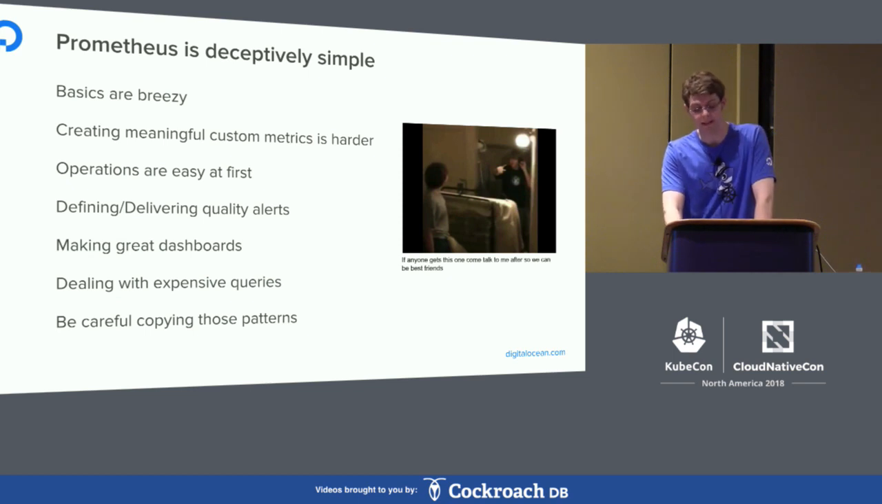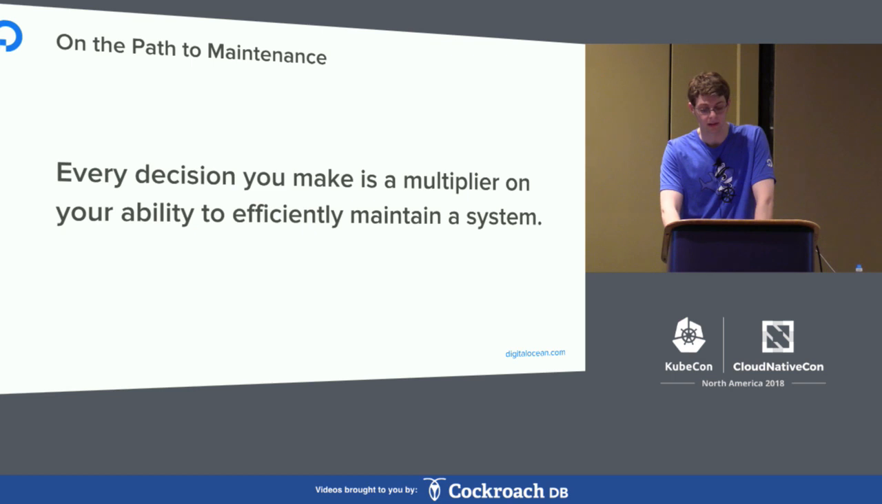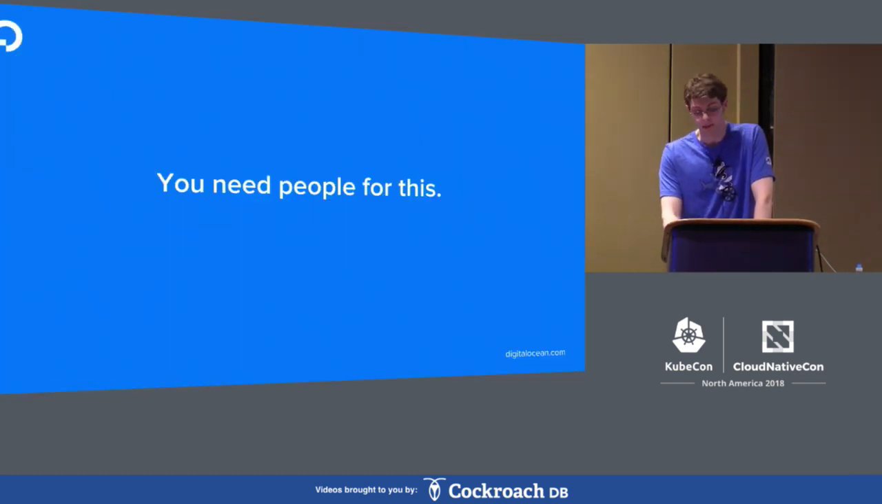What I'm saying is that each of these steps, the choices that you make, impact the next, and they all build on each other. Every decision actually matters, and they are multipliers on your ability to effectively maintain the system in the end. When you're short on time, making those good decisions is actually hard. So this is why I think that you need people dedicated to this problem. And this is what I mean by adopting Prometheus the hard way.